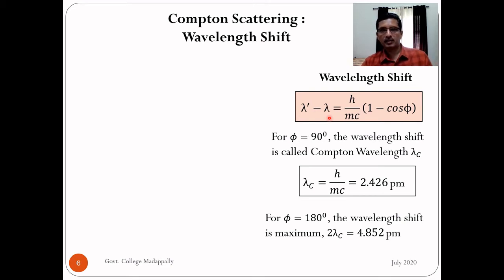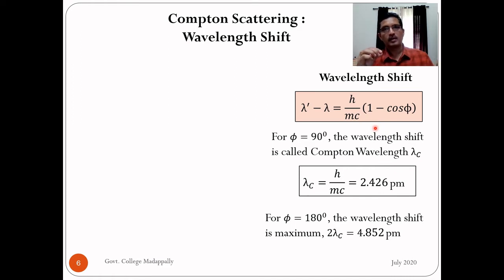Compton used a particular X-ray, but in this calculation lambda can be anything. We are looking at only the change in wavelength. What is the maximum possible value of the wavelength shift? It is 2 times h by mc, when phi equals 180 degrees. So what is phi equal to 180 degrees? A photon is coming, an electron is here, an X-ray photon or whatever photon is coming. And 180 degree scattering means it is just backscattered, scattered just backward.